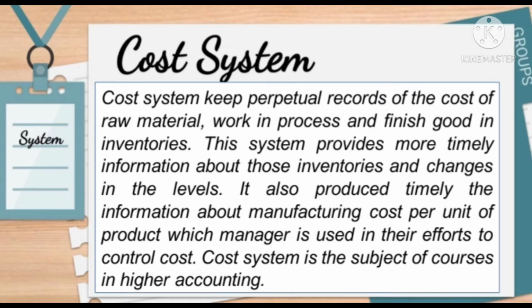Cost system keeps perpetual records of the cost of raw material, work in process, and finished good inventories. This system provides more timely information about those inventories and changes in their levels. It also produces timely information about manufacturing costs per unit of product, which managers use in their efforts to control cost. Cost system is the subject of courses in higher accounting.